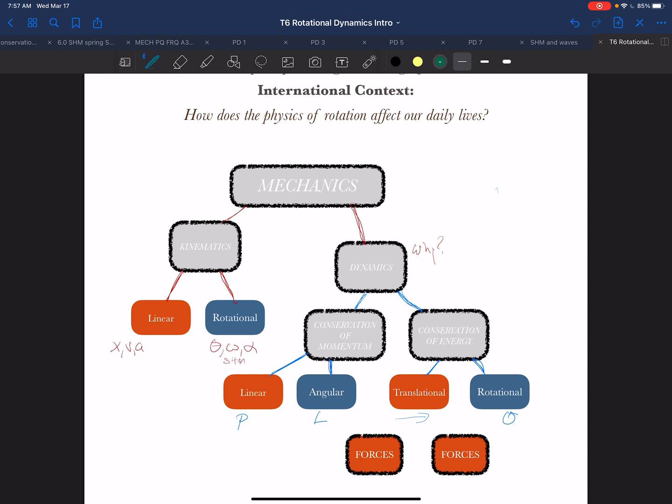The supporting concepts are forces for translational kinetic energy and linear motion. And I didn't change my color here. This should be blue, and this should say torque. And torque is about rotation. So in this case, torque is rotational force.